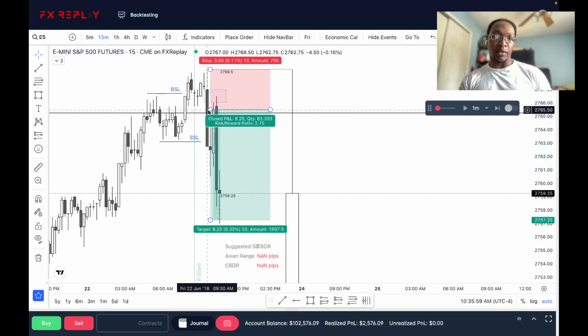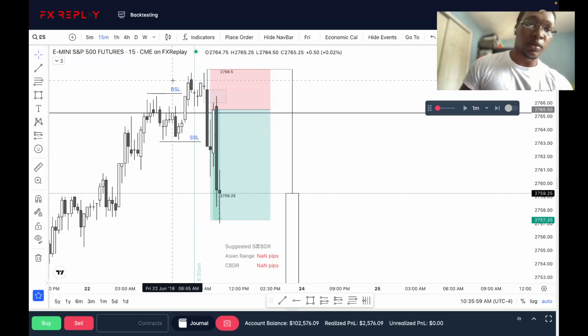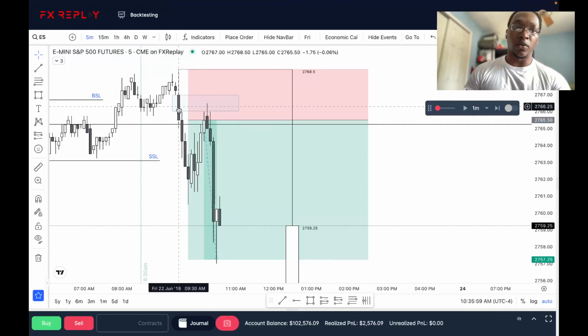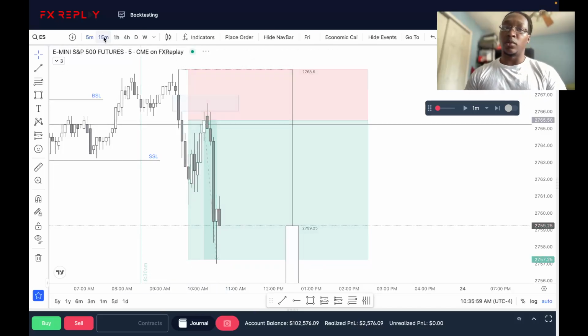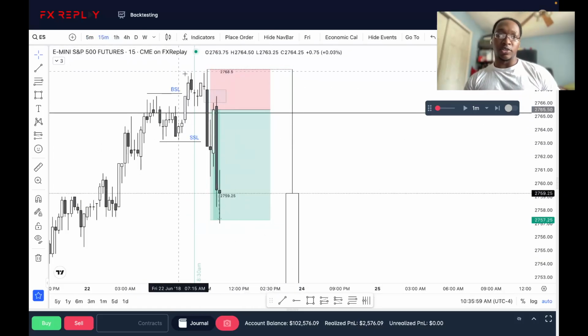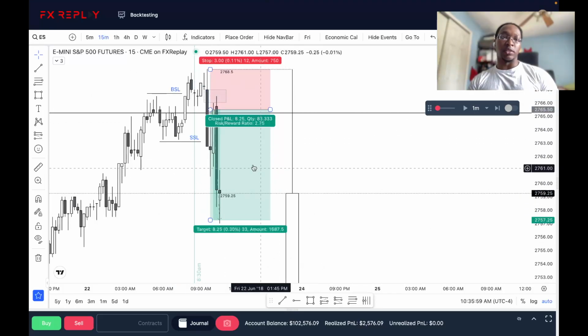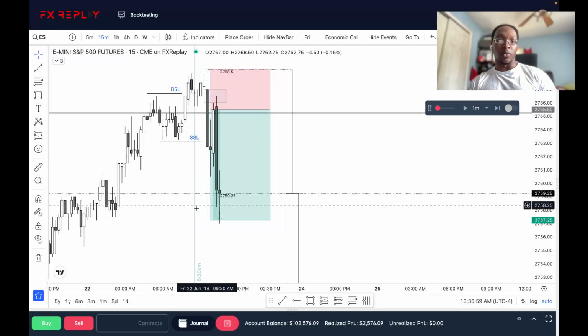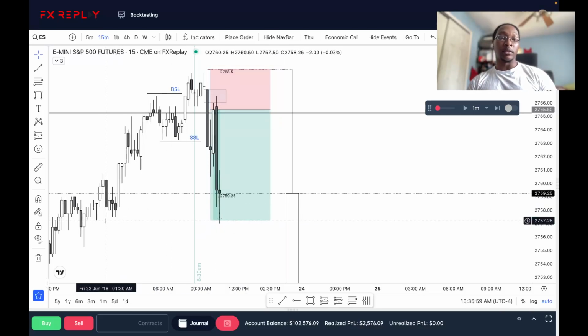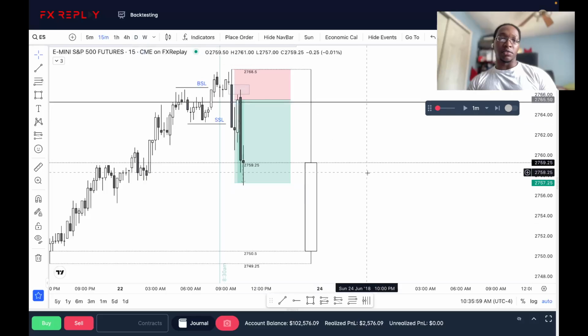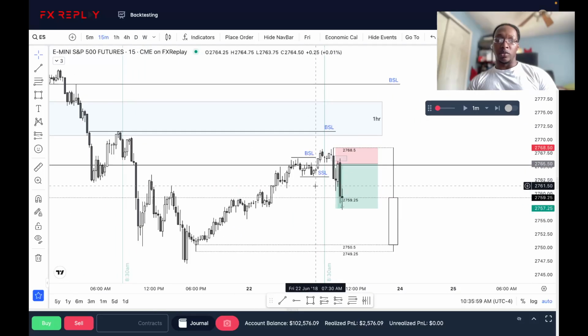So entry could have been at the mean threshold of the fair value gap, or you could drop down into lower time frame, go for the 5-minute fair value gap, or keep it simple and just locate the dealing range from high to low and use OTE, targeting 1 to 2 or the most recent relative equal lows. So this was a clean trade. This made sense.